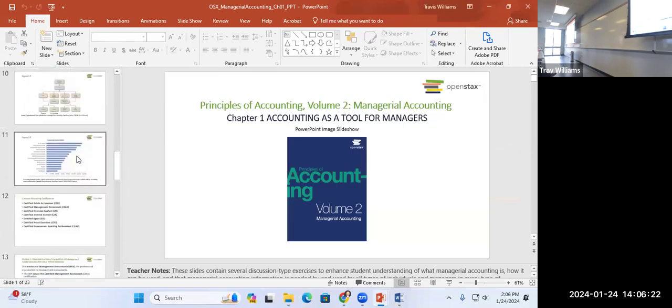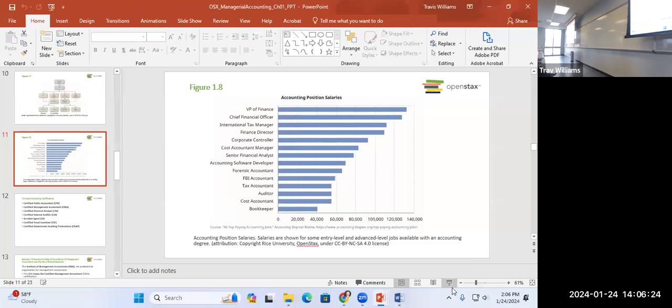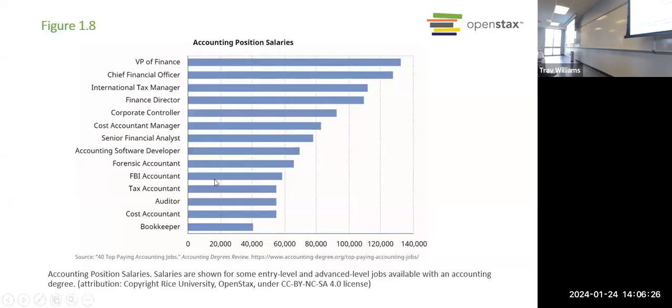It does, but this doesn't show everything. Let's see. I don't know if accounting software developer shows up here. That's kind of on those lines. That's in the middle. But again, it depends on the size of the company and exactly what your role is. Okay, so take this with a grain of salt. But according to this particular graphic, VP of Finance and Chief Financial Officer would be the top paying positions that you might go into with an accounting background.